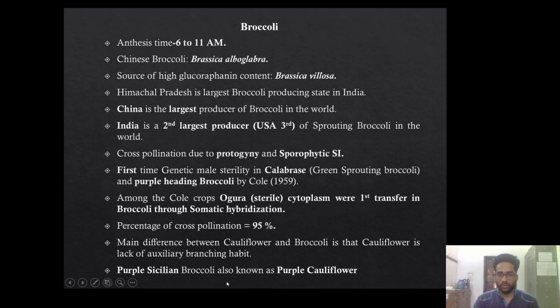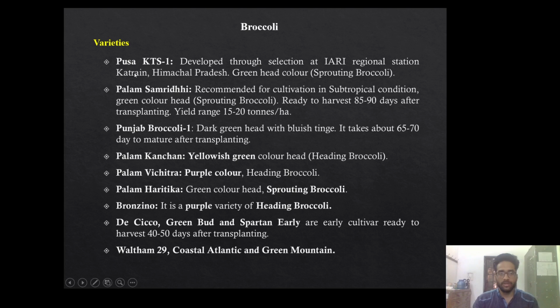Purple sprouting broccoli is known as purple cauliflower. Now, varieties of broccoli. Pusa KTS-1 and Palam Samridhi are recommended for cultivation in subtropical conditions. It is green in color. And Punjab Broccoli 1, Palam Kanchan. It is a yellowish green color.